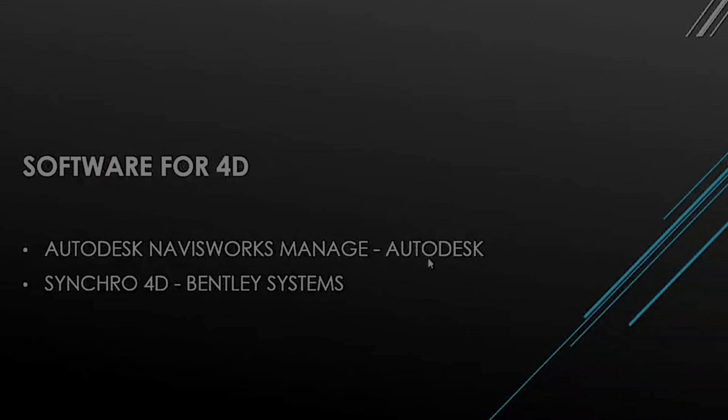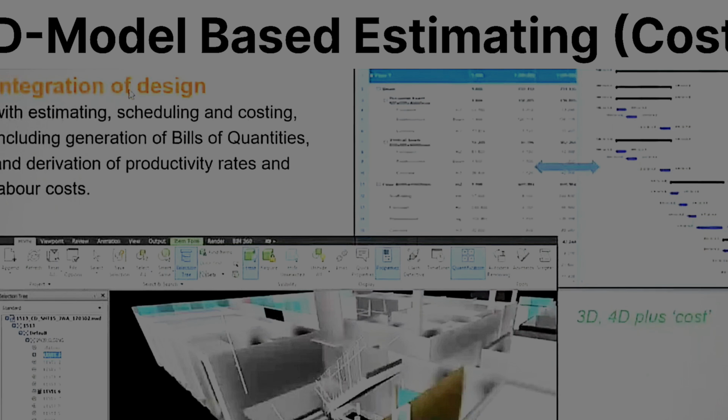And the software for 4D: Navisworks you can use, it's an Autodesk software. Synchro 4D by Bentley Systems. Vico Office you can use for 4D. And for 5D, the next dimension in BIM is cost. The fifth dimension in BIM is cost after time.